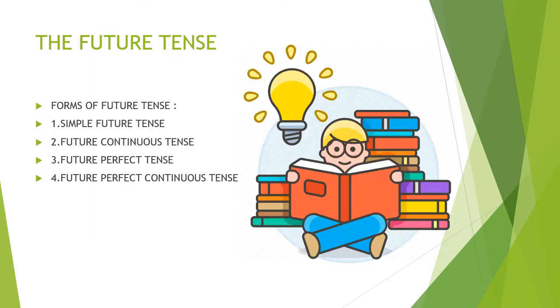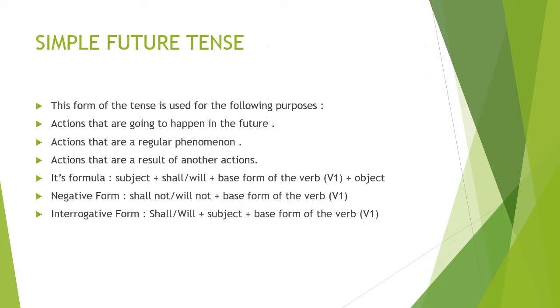Future tense, as the other tenses, present and past, were having four types, the same here also. The future tense is also having four forms. First one, simple future tense, then future continuous tense, third one, future perfect tense, and the last, fourth one, future perfect continuous tense. Let us understand it in a descriptive way. See here the first one, simple future tense.